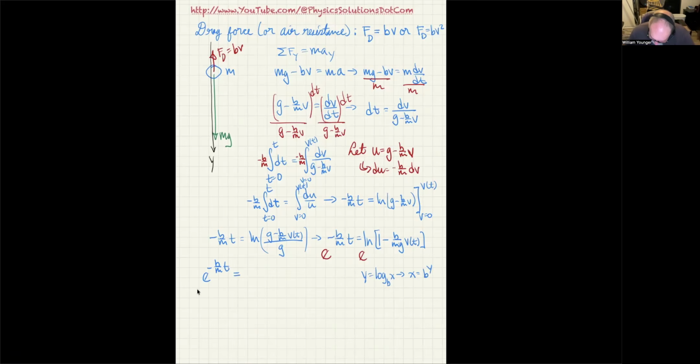So if you look at that, you see that when I raise e, the base, to the logarithm power, then the argument is just all I get. So the e cancels out with the ln and gives me 1 minus b over mg times v of t, like that. I'm trying to solve for v of t. So what that gives me is negative b over mg times v of t is equal to 1 minus e to the negative b over m times t.